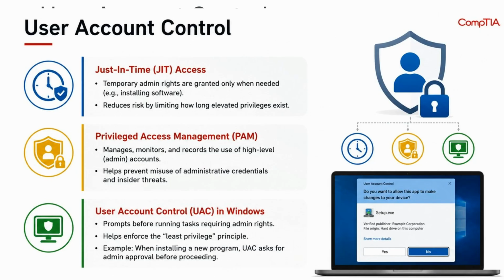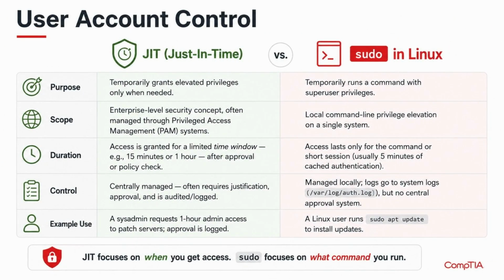User Account Control, or UAC, helps enforce the principle of least privilege by prompting for administrative approval before tasks that could modify system settings can run. This visual shows the standard Windows UAC prompt, which ensures that administrative actions are intentional and authorized by the user.